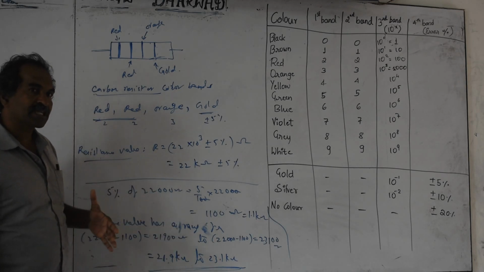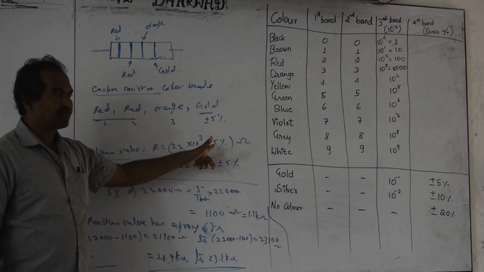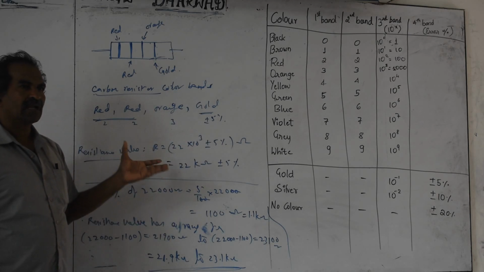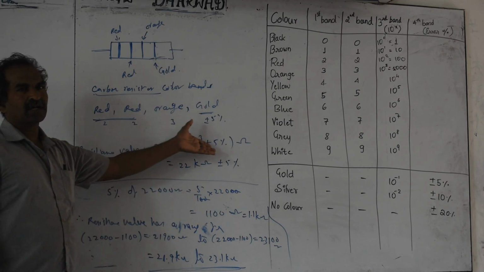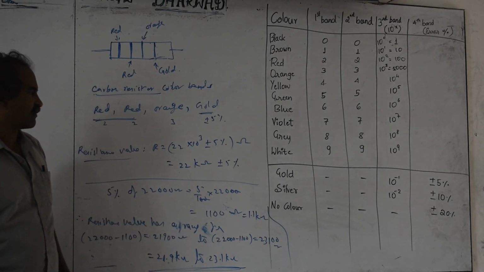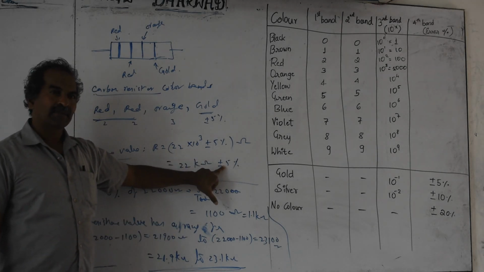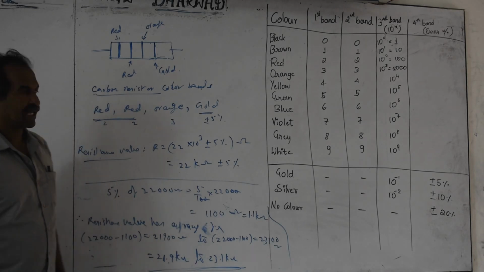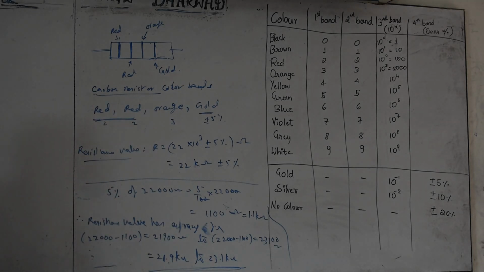If more precision is required, instead of 5%... If precision is not important, you can go for 10%, meaning the exact value is not important. In some circuits, exact value is not required. Then you can go for 10% or 20% also, depending on the requirements. This is one example of the resistance.